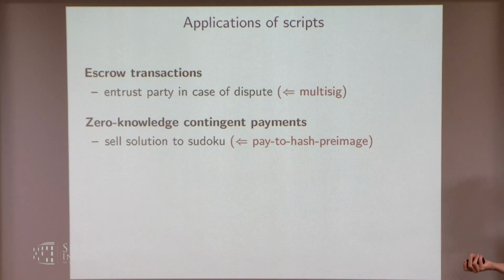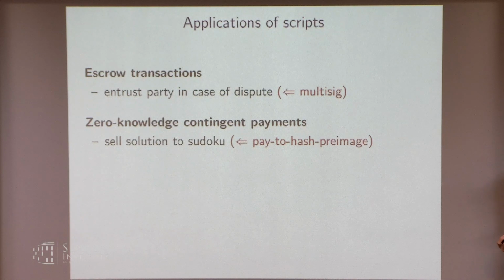Pay to hash pre-image allows you to do a very cute protocol, which is called zero knowledge contingent payments, which I'd love to present, but I don't have the time. But the idea is basically that you solve the problem of fair exchange by using a blockchain.